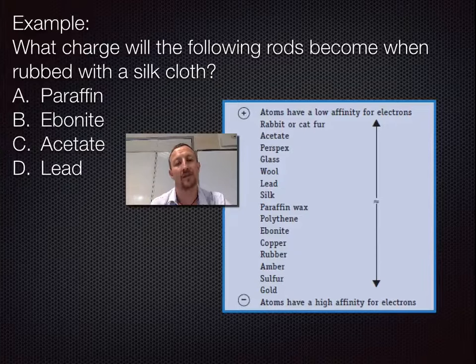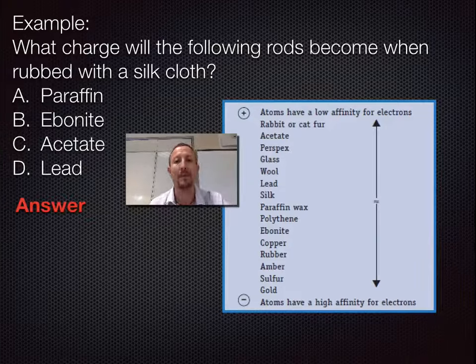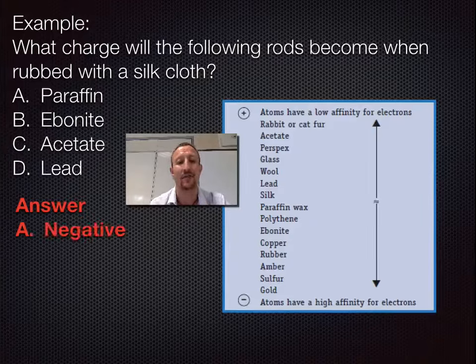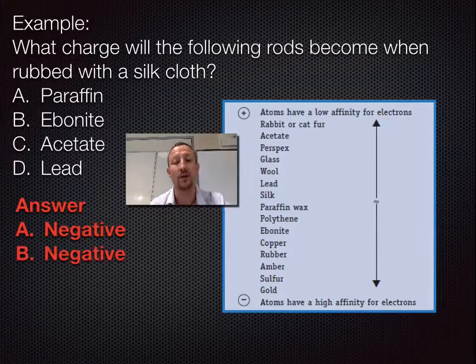Hi, welcome back. So let's see how you got on. Let's look at the first one. The first one is the paraffin rod. If we have a look, it is going to be slightly below the silk. So it is going to take electrons from the silk and thus become negative. The ebonite is also below the silk, so it also will take electrons from the silk cloth, but it will probably take more electrons because it has a higher affinity. Now let's look at acetate.